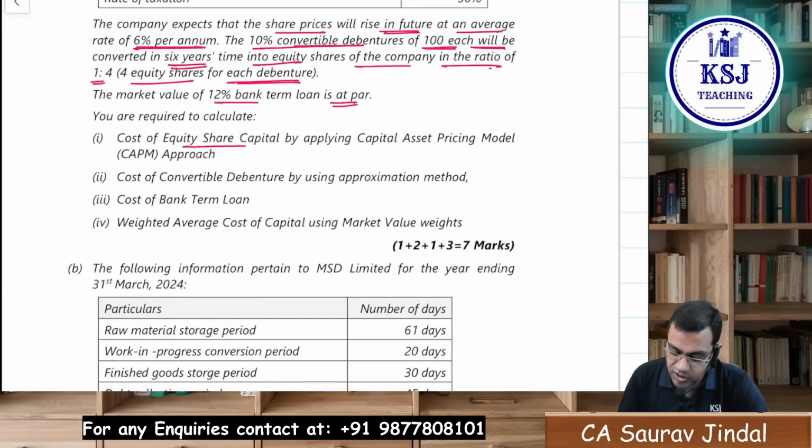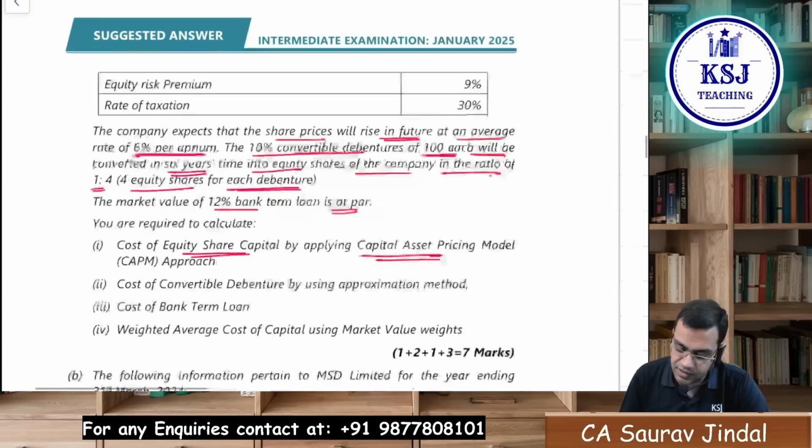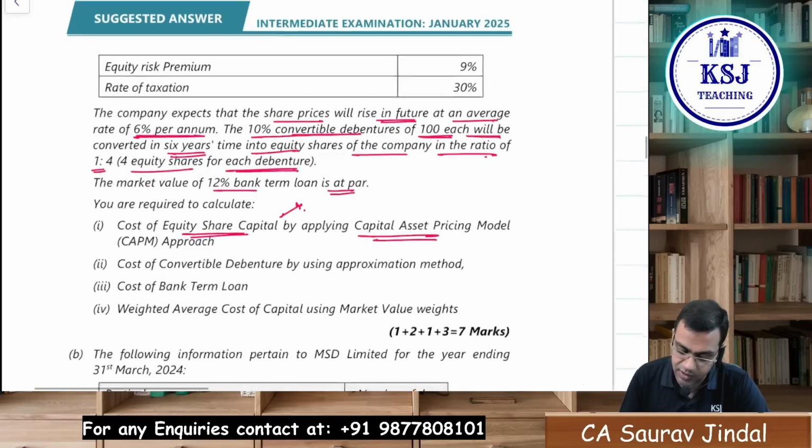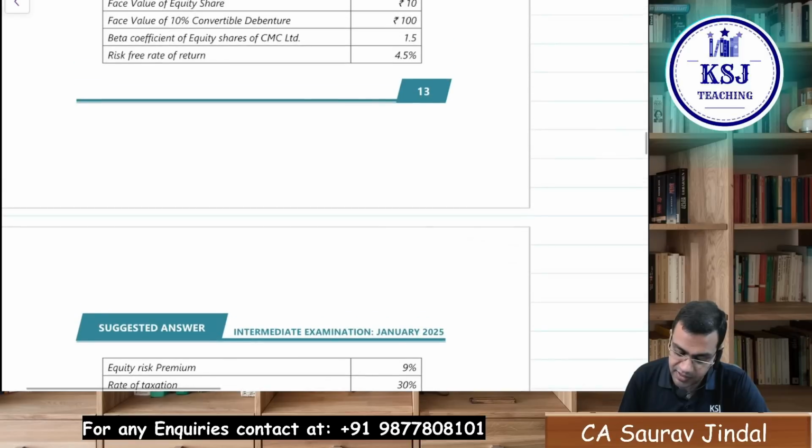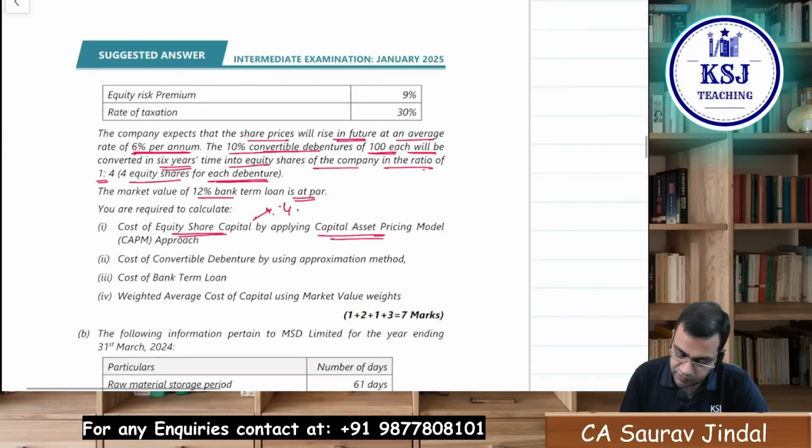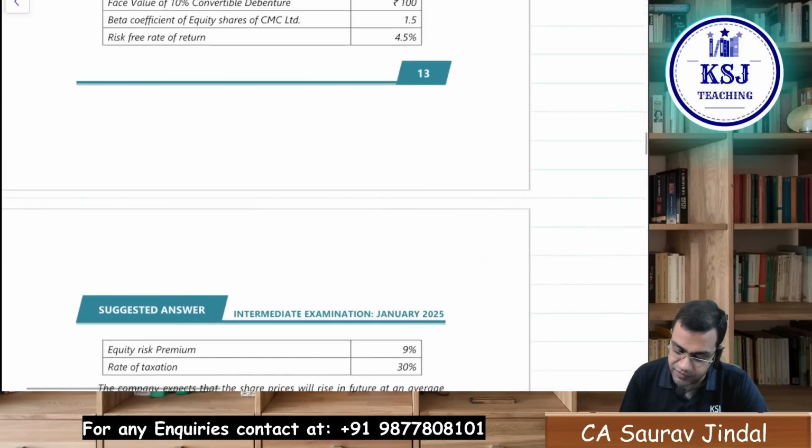Calculate the cost of equity share capital by CAPM. Obviously, sir, equity share capital by CAPM. What is the risk-free rate? Risk-free rate is given 4.5. 4.5 plus what is the beta coefficient? 1.5.